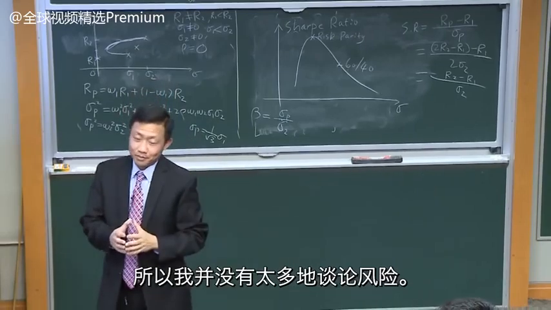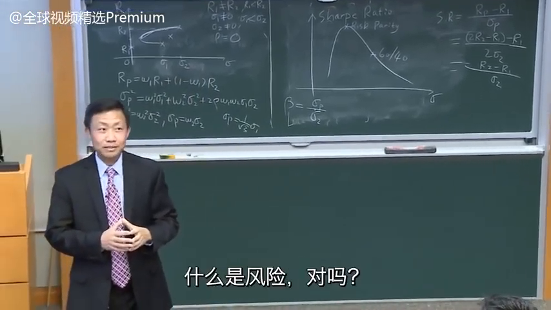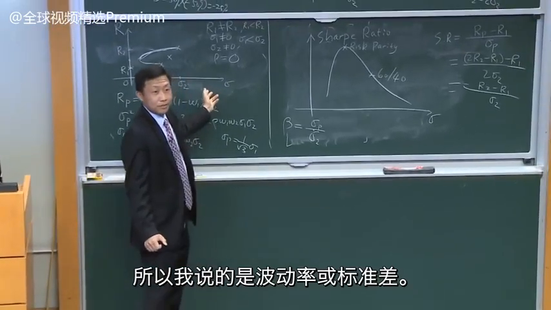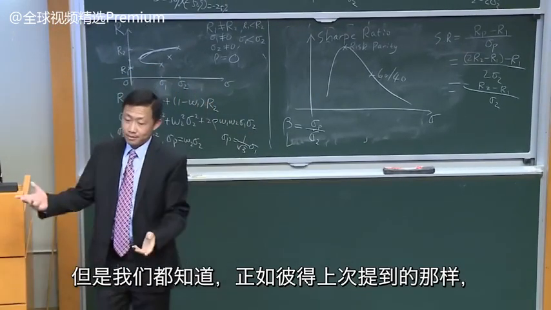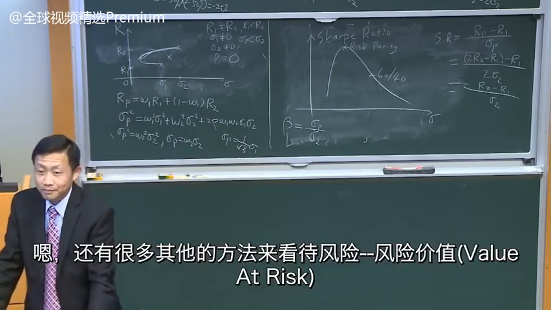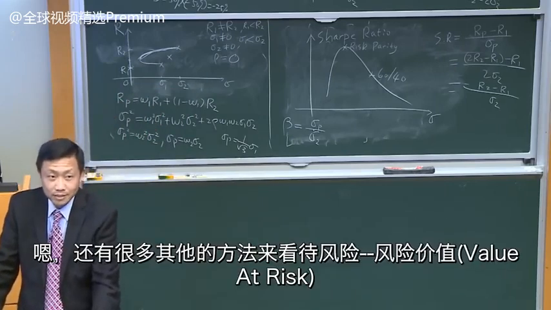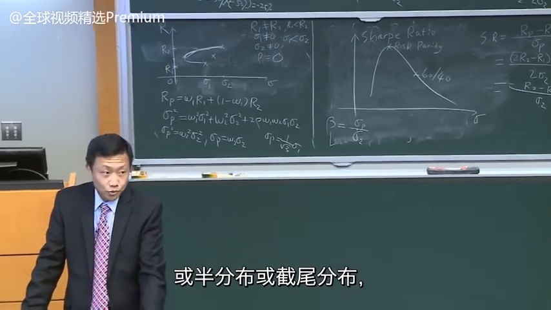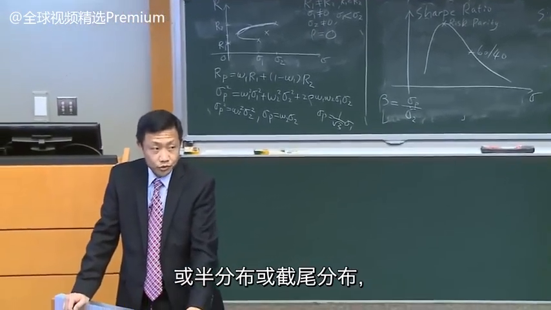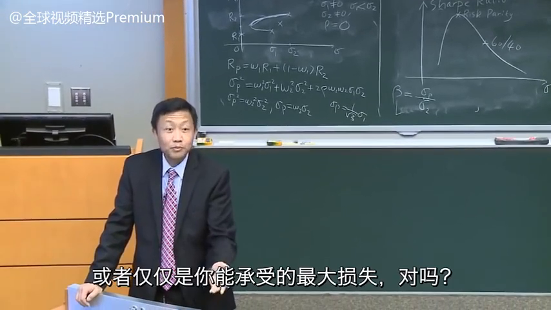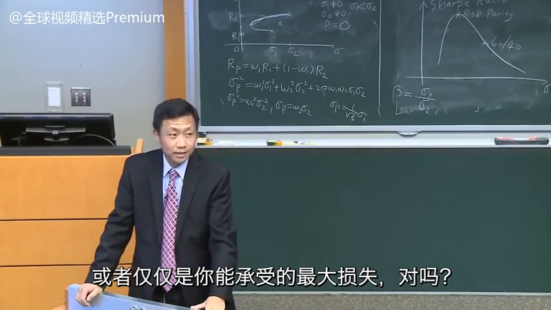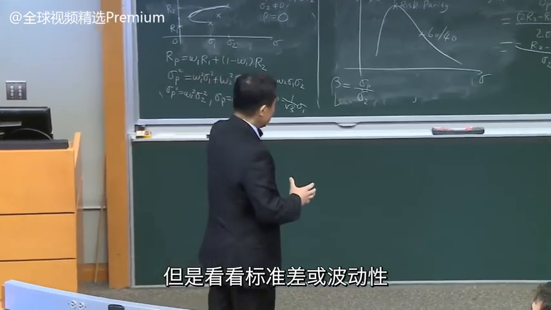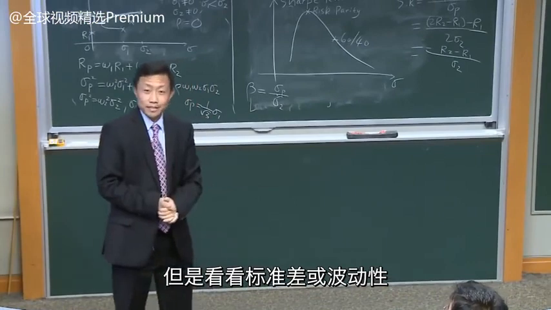So I haven't really talked much about risk. What is risk, right? So I talked about volatility or standard deviation. But as we all know, as Peter mentioned last time as well, there are many other ways to look at risk: value at risk, or half distribution, or truncated distribution, or simply the maximum loss you can afford to take, right? But looking at standard deviation or volatility is an elegant way.